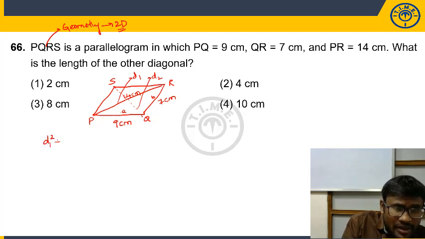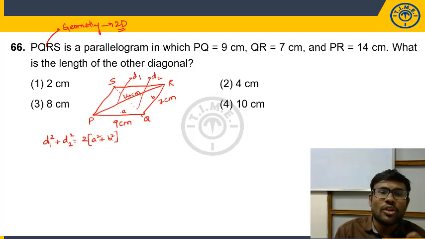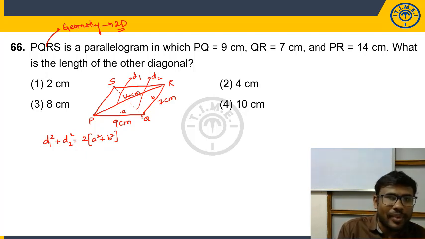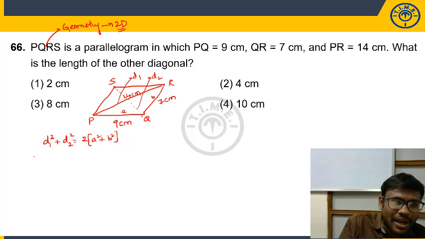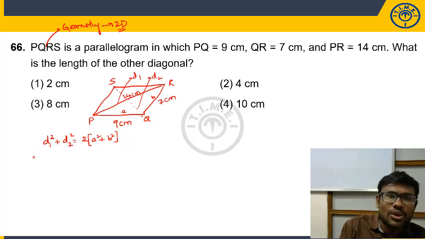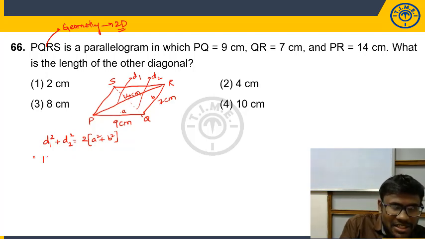D1 square plus D2 square is equal to 2 into A square plus B square. The sum of the squares of the diagonals is equal to 2 times the sum of the squares of the adjacent sides of the parallelogram. So D1 square, one diagonal is given as 14 square, plus D2 square, which you have to calculate, is equal to 2 into, what is one side? 9 square. The adjacent side 7 square.